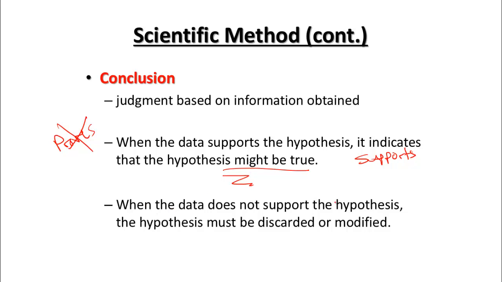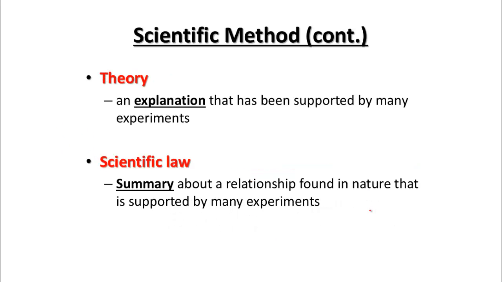When the data does not support your hypothesis, there are 2 things that can happen. We can discard our hypothesis, or you can just modify parts of it if you think that those modifications will make it better. And if that's the case, after you modify it, you should jump back in and experiment one more time to see if your modified hypothesis is better.